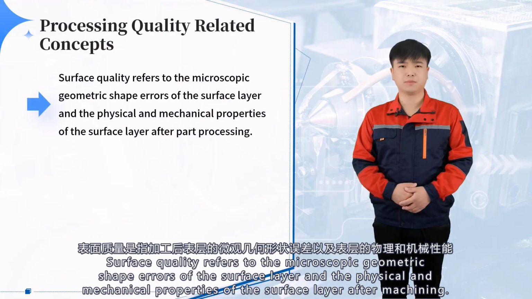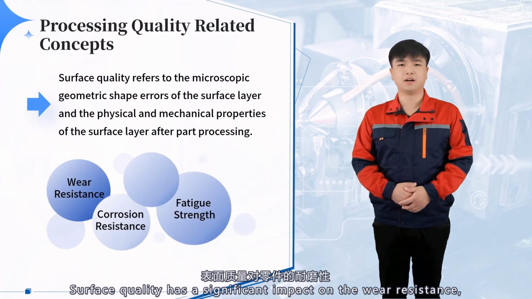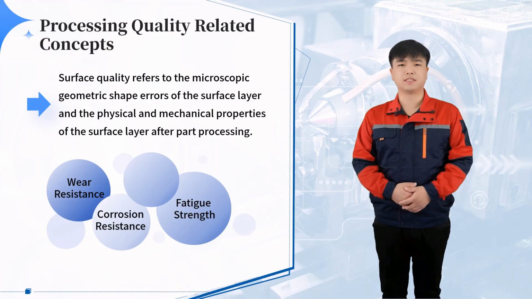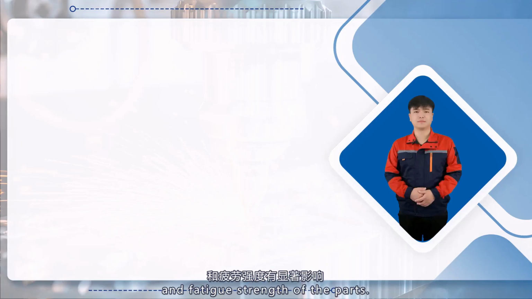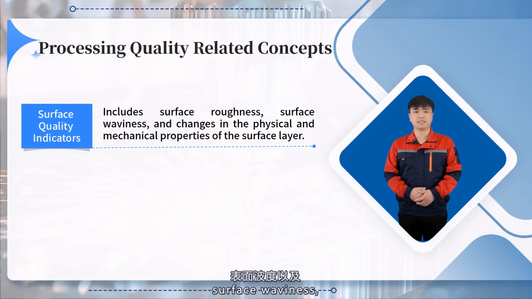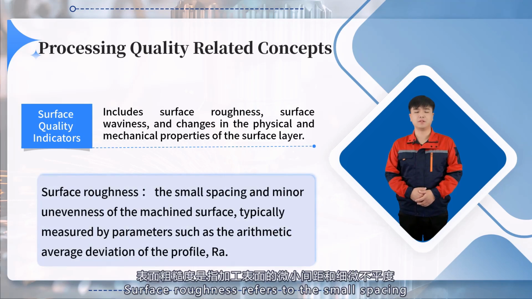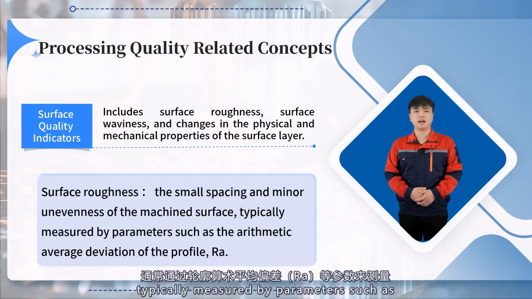Surface quality refers to the microscopic geometric shape errors of the surface layer and the physical and mechanical properties of the surface layer after machining. Surface quality has a significant impact on the wear resistance, corrosion resistance, and fatigue strength of the parts. The indicators of surface quality mainly include surface roughness, surface waviness, and changes in the physical and mechanical properties of the surface layer. Surface roughness refers to the small spacing and minor unevenness of the machined surface, typically measured by parameters such as the arithmetic average deviation of the profile, Ra.